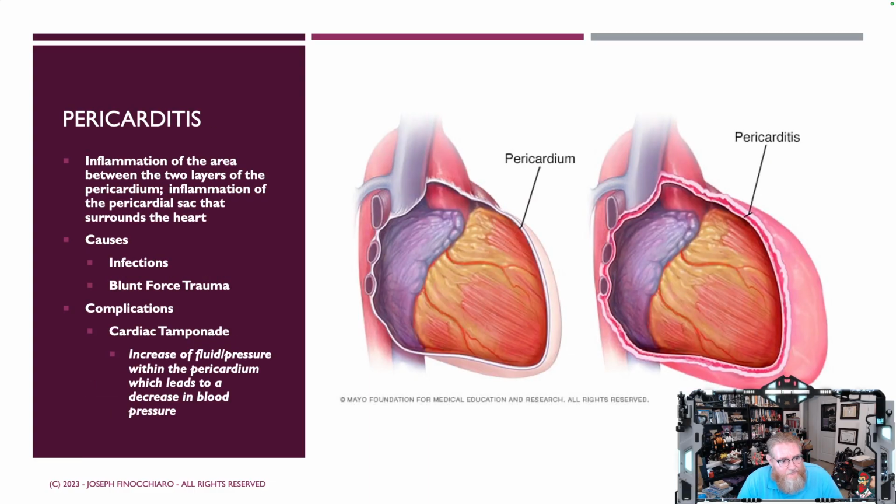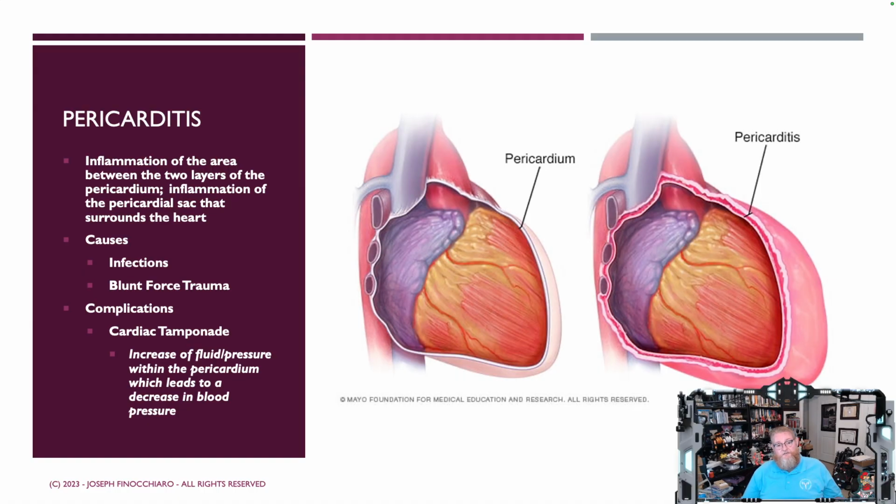Pericarditis, inflammation of the area between the two layers of the pericardium, the pericardial sac that surrounds the heart. Causes of pericarditis are infections and blunt force trauma, and complications of pericarditis include cardiac tamponade, which is the increase of fluid or pressure within the pericardium, which leads to a decrease in blood pressure.